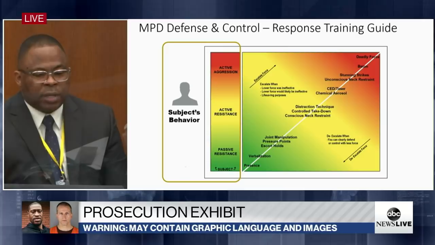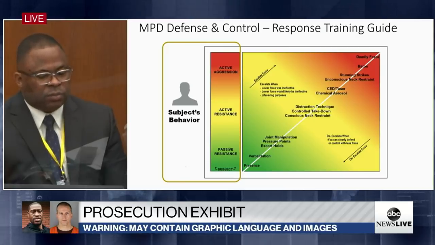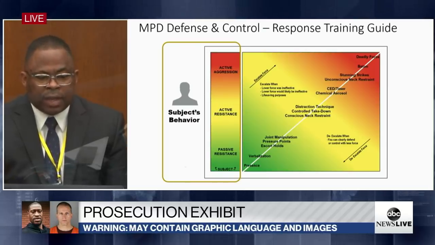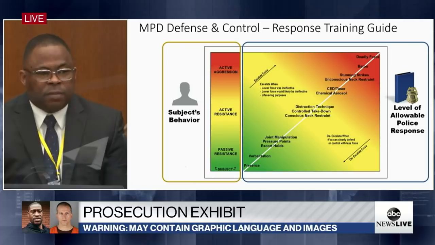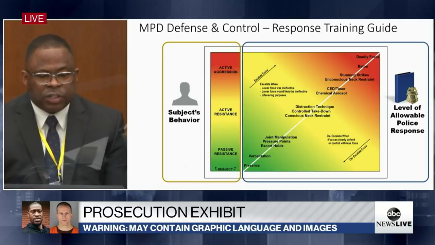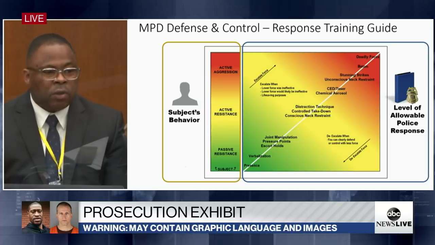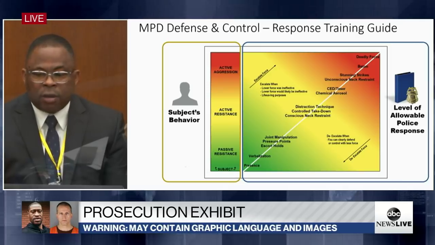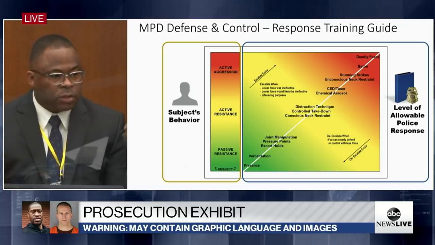It starts off being active aggression, goes down to active resistance, then passive resistance. We'll start at the top being active aggression. So if the subject's behavior is active aggression, then depending on the severity of it, if it could cause serious bodily injury or death, then an officer is allowed to use deadly force.